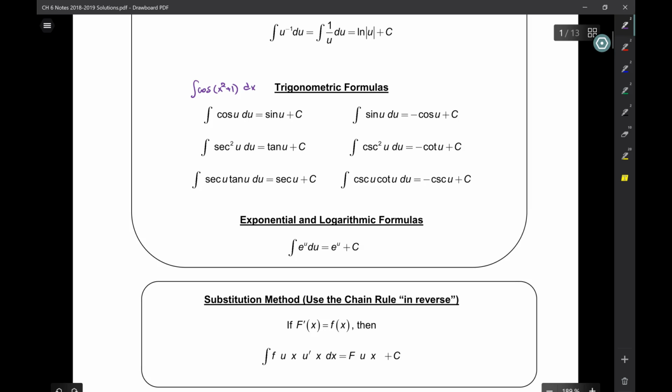For derivatives, you would look at something like cosine of x squared plus 1, and you're like, chain rule. Here, we're doing substitution.